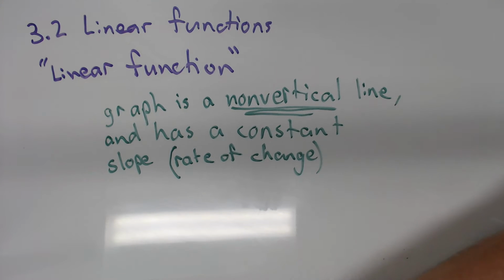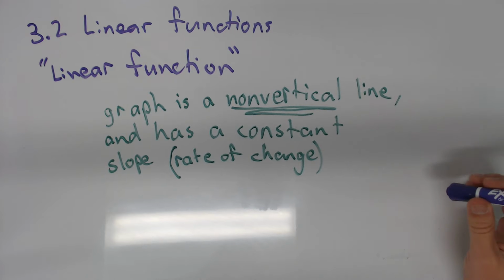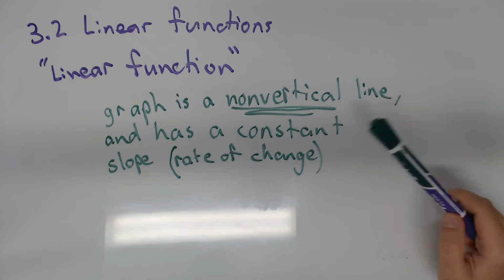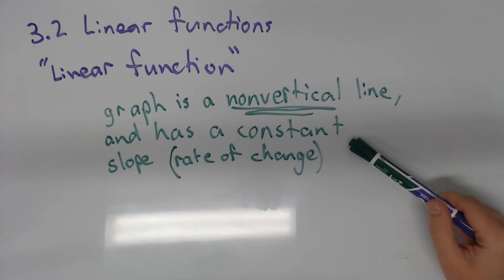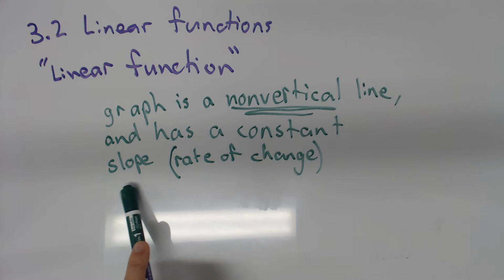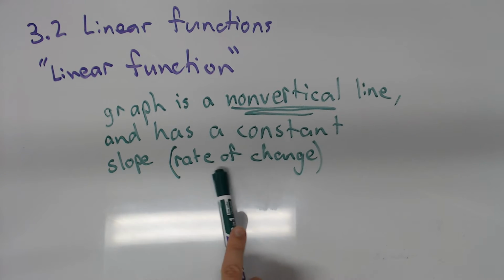A linear function is ever so slightly more specific. A linear function is a non-vertical line. A vertical line has an undefined slope. It's not considered a function. That's something we would have looked at yesterday in 3.1's lesson. So linear equations, linear functions have a constant rate of change, which we often refer to as slope. We'll often call it slope, but rate of change is the same idea here.